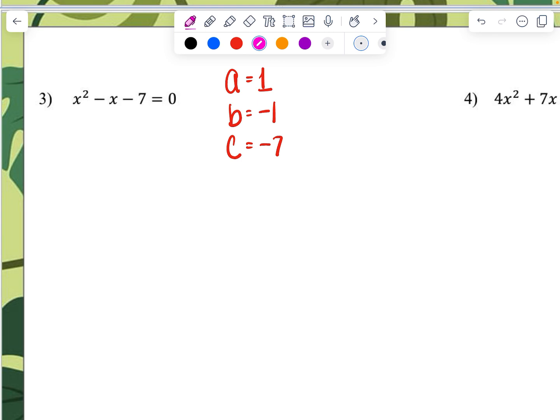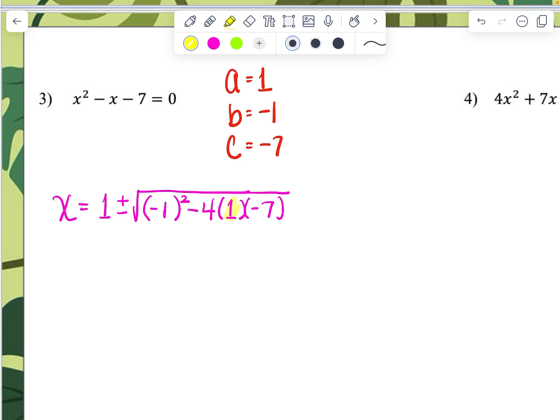And then I just start with my little song. X equals the opposite of b, so the opposite of -1 is +1, plus or minus the square root. I always put my b squared in parentheses, minus 4 times a times c. I probably didn't need to write that 1 here, but I did, so no big deal. And then 2 times 1 is just 2.